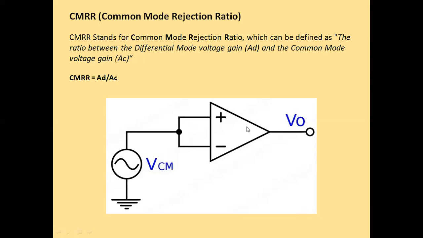Now the output we will get with respect to this type of arrangement is called the common mode voltage gain represented by AC.